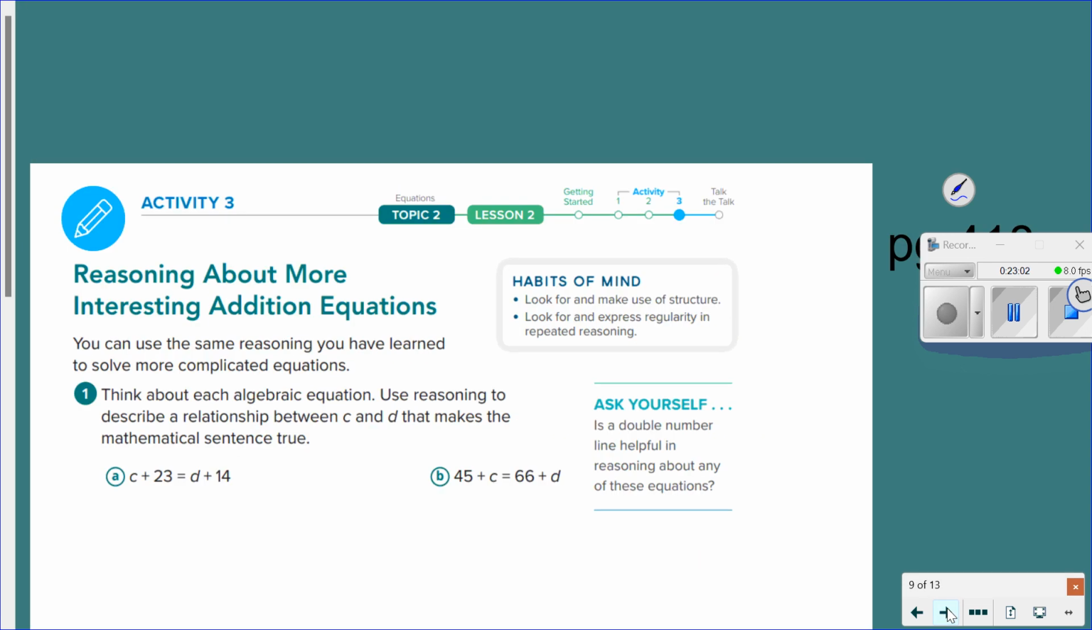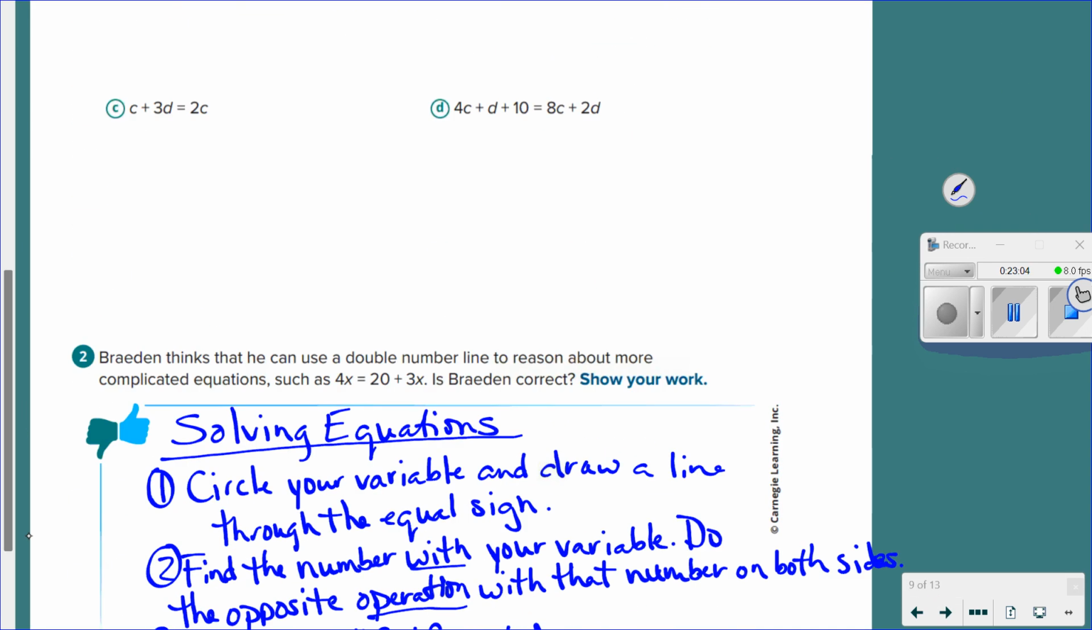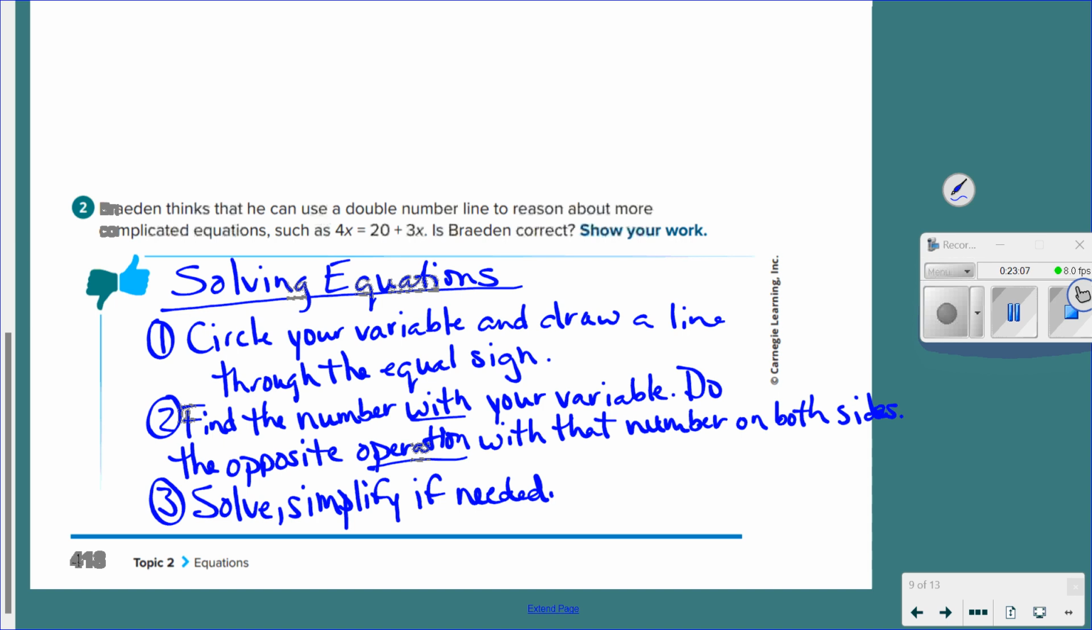I actually just want you guys to go to the very bottom on this one. Go over to the box right here. I want you guys to copy down what I have written here. This is nothing, regardless of what the equation is to solve.